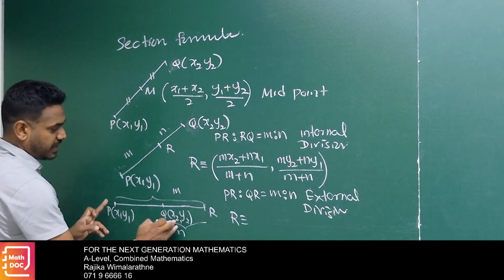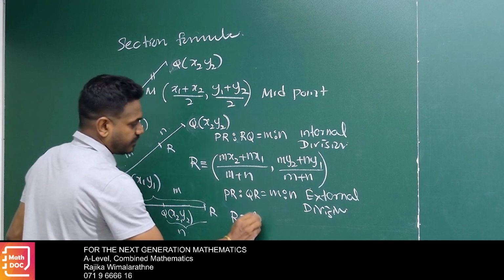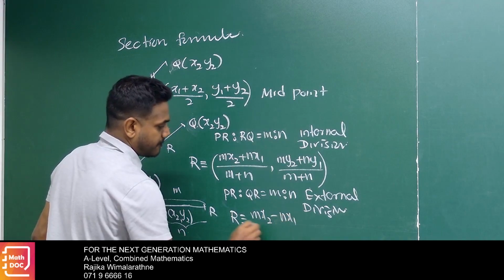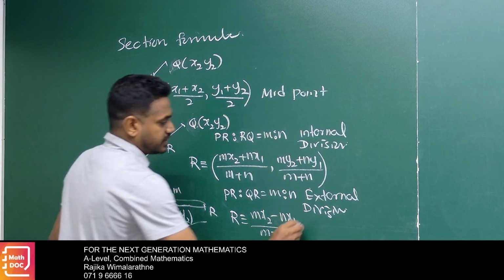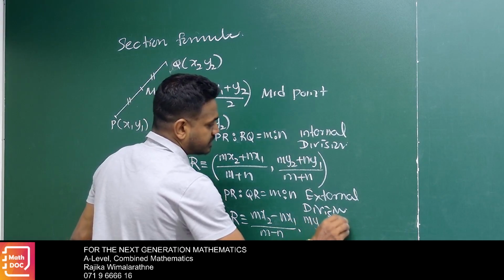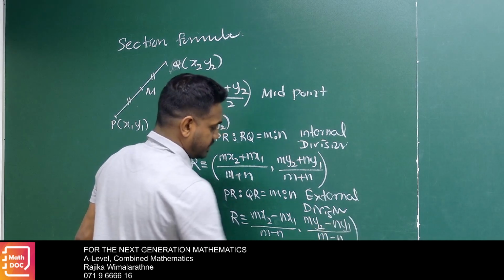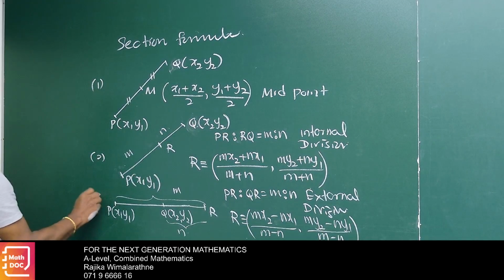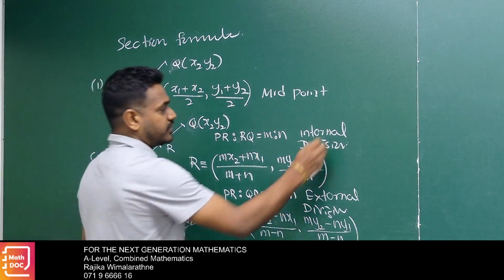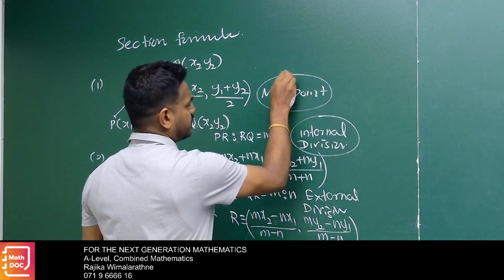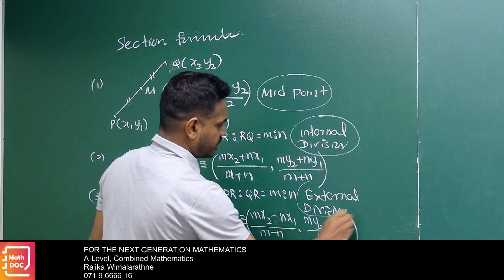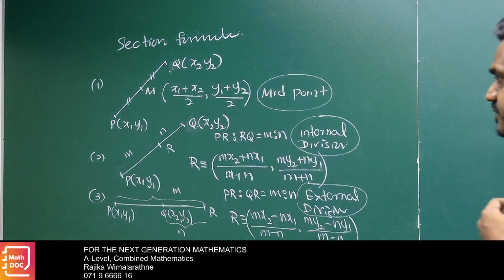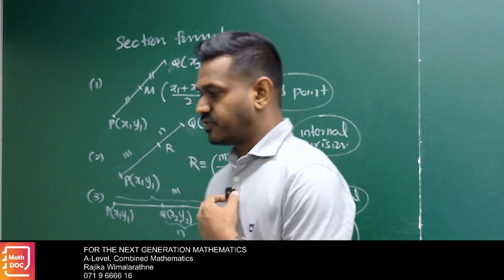Same order, m multiplies with the non-related coordinate: mx2 minus nx1 over m minus n. Similarly, my2 minus ny1 over m minus n. Here this is the external division coordinate. Here 1, here 2, here 3: one is internal, another is the midpoint, the other is external division. Just write them in that space, page number 4.